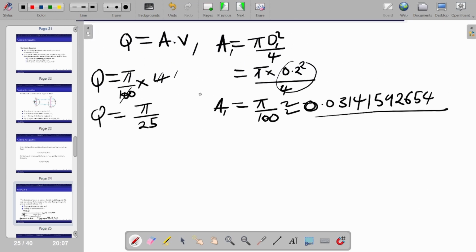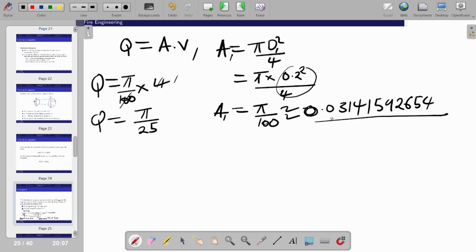If you want, you can write for area A the full figure here. Don't round off to a decimal. It is an intermediate figure, it's part of the computation, write it in full. Then what is pi over 25?